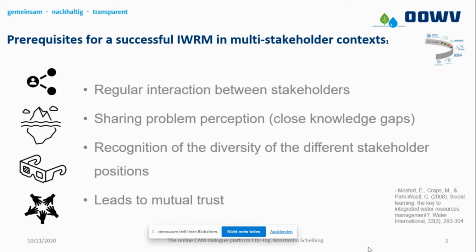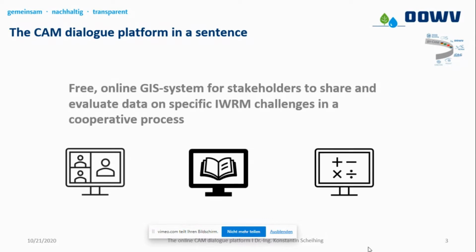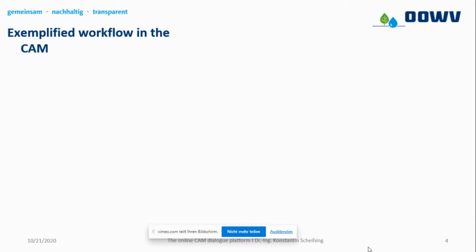Now, how is that linked to the CAM Dialogue Platform that we developed in our joint research project GoCam? To start, I would like to give you a one-sentence definition of what the CAM Dialogue Platform is. The CAM Dialogue Platform is a free online GIS system for stakeholders to share and evaluate data on specific IWRM challenges in a cooperative process. But what does that mean actually in applied terms? For exploring that, I would like to show you an exemplified workflow in the CAM Dialogue Platform.